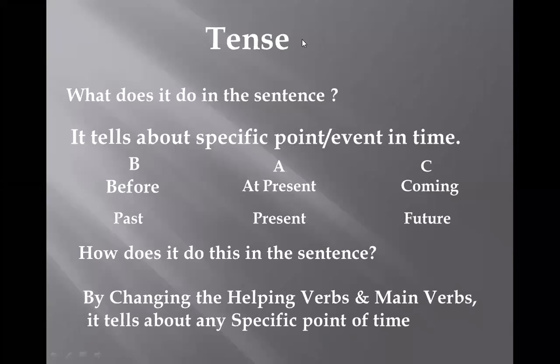So this is what we get, students, by changing the helping verbs and main verbs. It tells about any specific point of time. If you are talking about any specific time in the sentence, it is reflected in the sentence by its helping verbs and main verbs, right? This is what we need to understand.